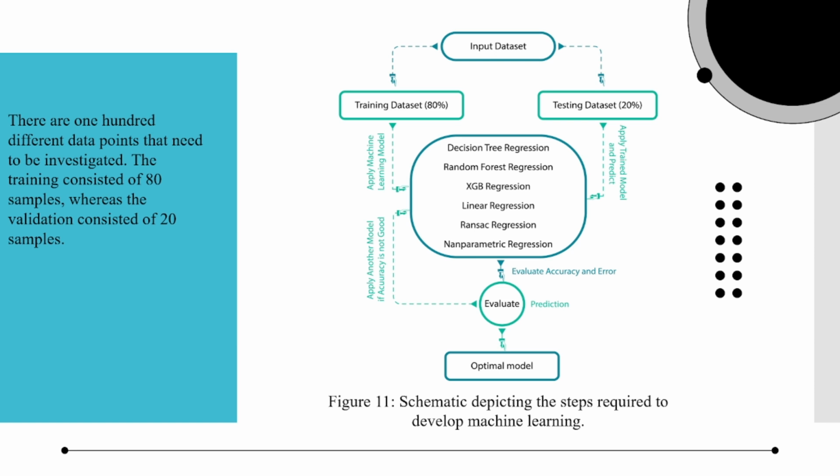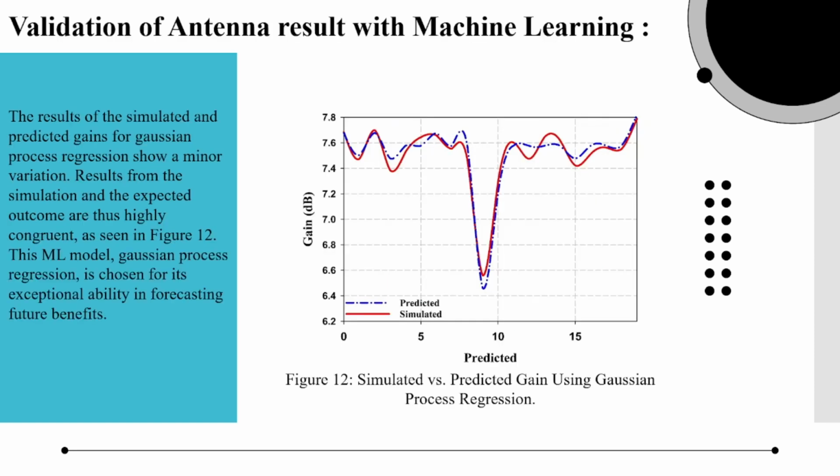Training data is 80% and testing data is 20%, and finally we evaluated 5-6 models, and finally we got our desired prediction results. And these are the validation of the simulated and the predicted results. It can be seen that the gain of the simulated and the predicted result is almost similar, and we noticed that the Gaussian process regression is the best machine learning regression model, which shows the best results for the gain. The red color shows the simulated, and the blue color shows the predicted.